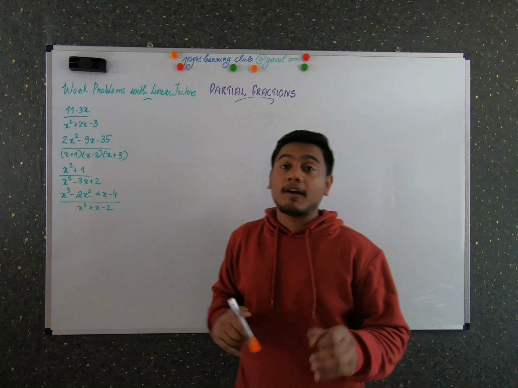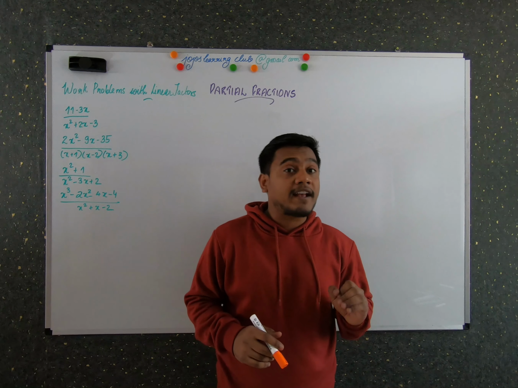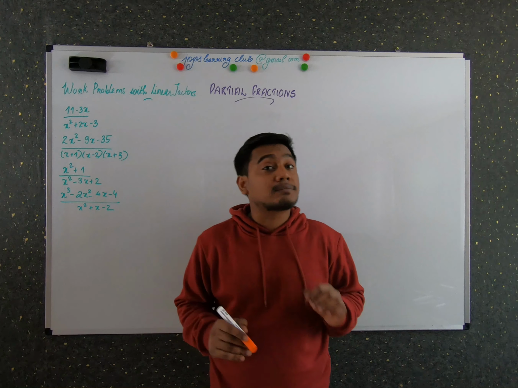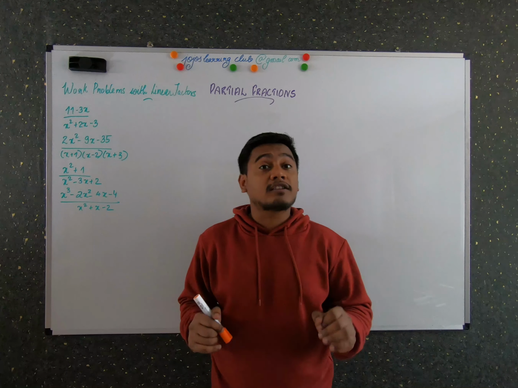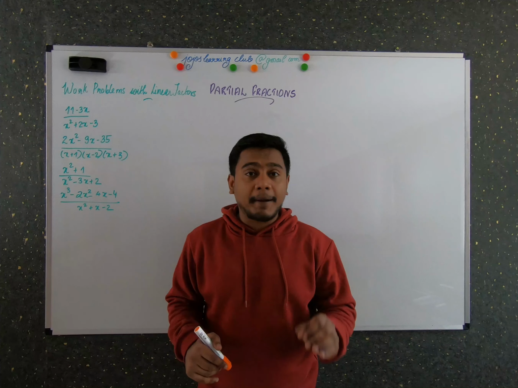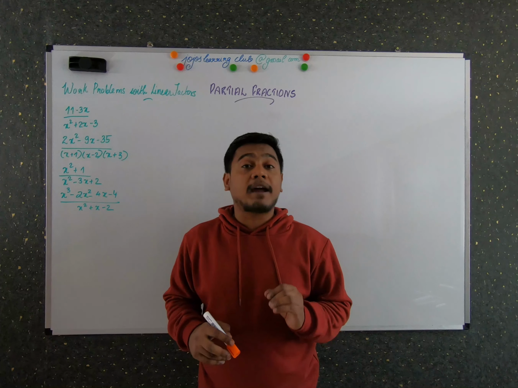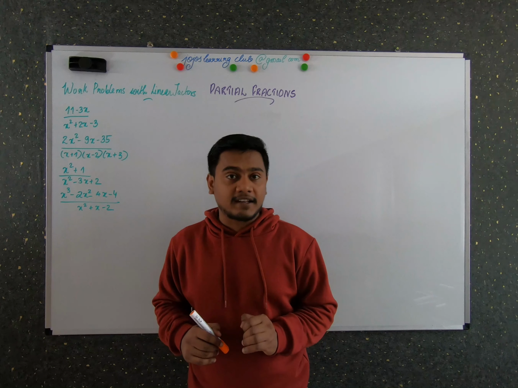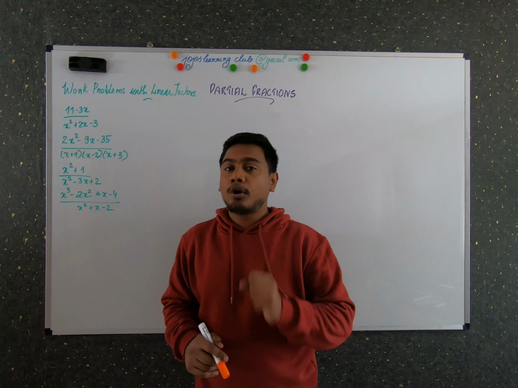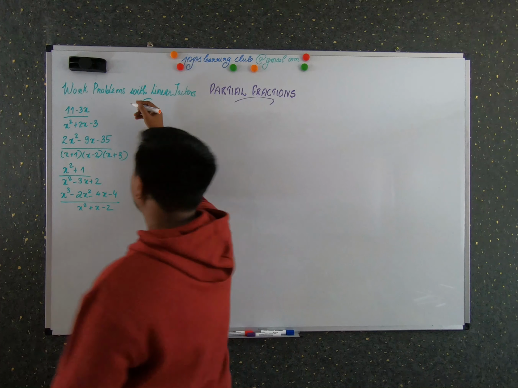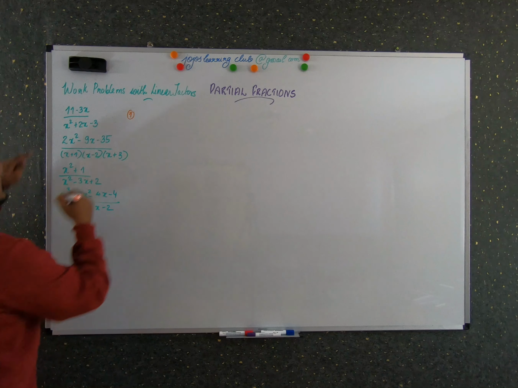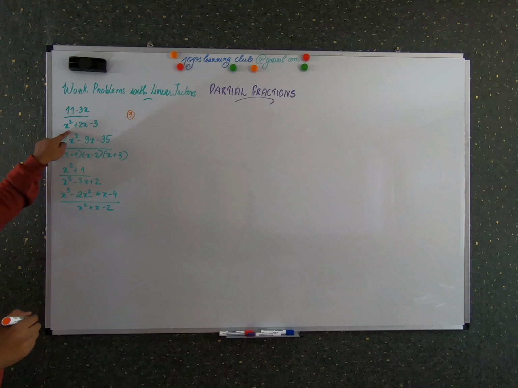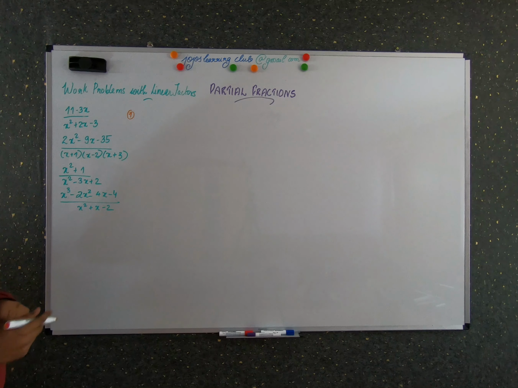Remember the formula for linear factors, what it was? f(x) by (x minus a)(x minus b)(x minus c) can be resolved into partial fractions as A by x minus a plus B by x minus b plus C by x minus c. The same we are going to do here. Let me take the first problem: (11 minus 3x) by (x square plus 2x minus 3).